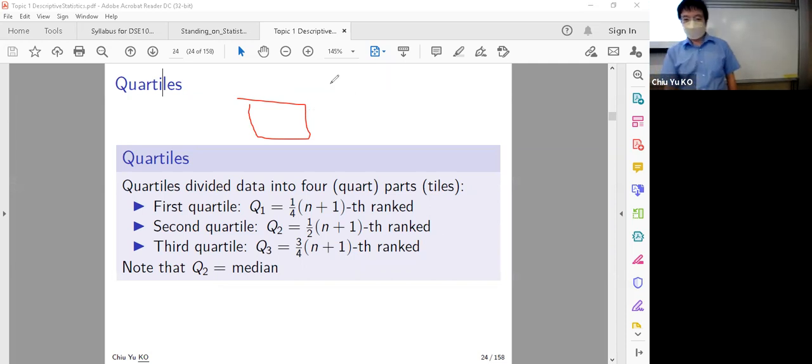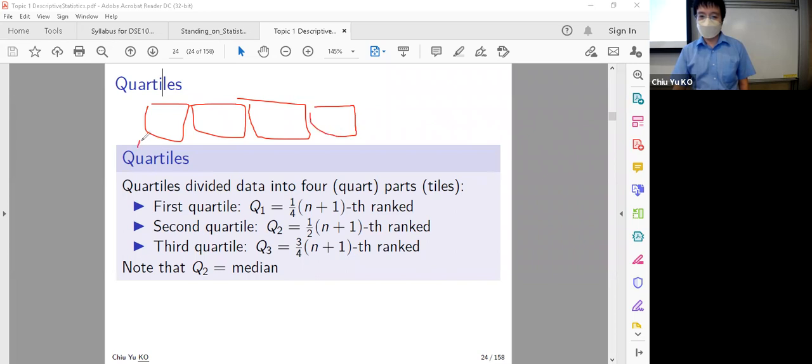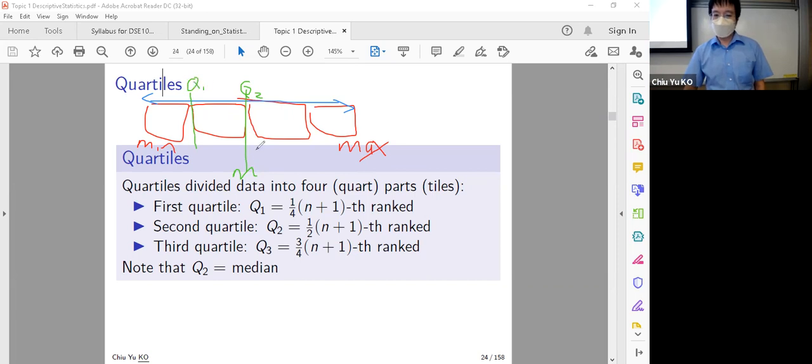So basically, the data set is divided into four different parts. This largest is the maximum, and this is the minimum. For range, it's actually saying this: largest and smallest, right? And we know that this is called the median, or sometimes Q2. Then you look at the median and the minimum, and do the median again. This we'll call Q1. Look at the median and maximum, and do a median again.